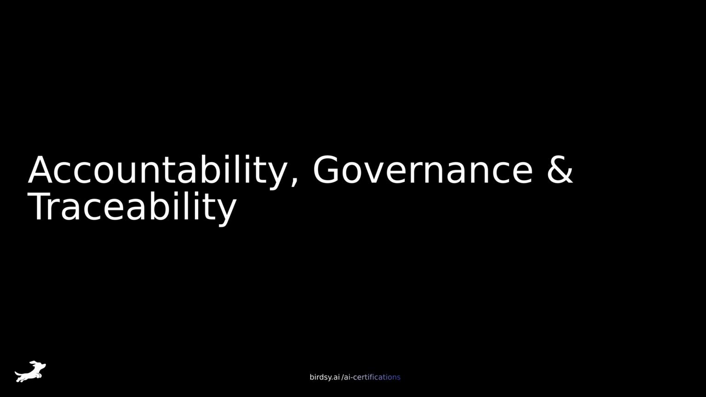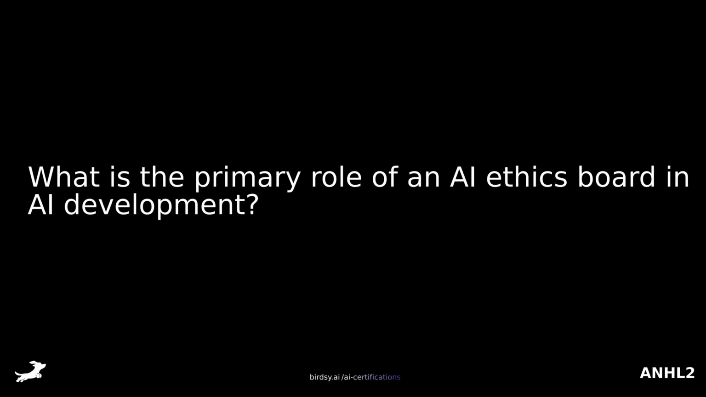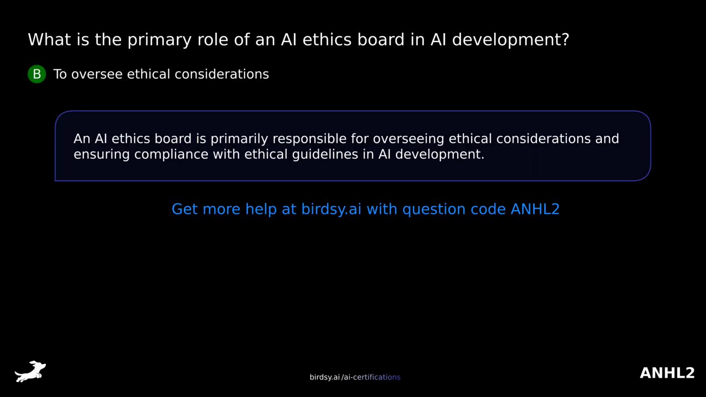Accountability, governance, and traceability. Accountability in AI development, roles, oversight, audits. What is the primary role of an AI ethics board in AI development? Is it A, to develop AI algorithms, B, to oversee ethical considerations, C, to market AI products, or D, to manage AI project budgets? The answer is B, to oversee ethical considerations. An AI ethics board is primarily responsible for overseeing ethical considerations and ensuring compliance with ethical guidelines in AI development.